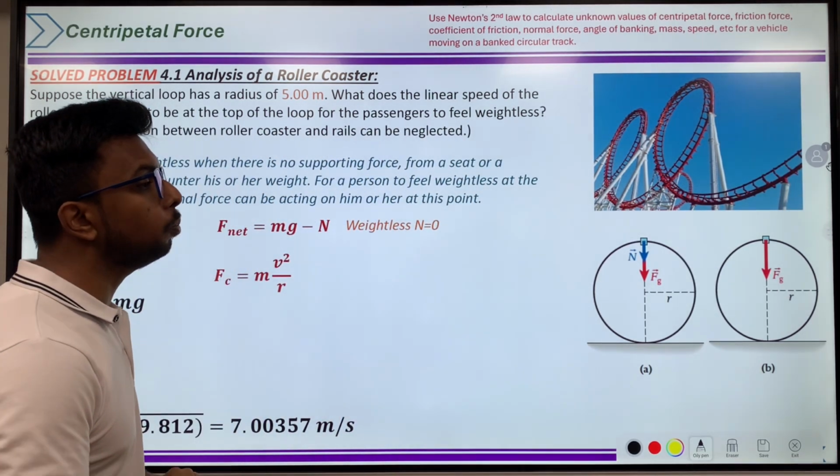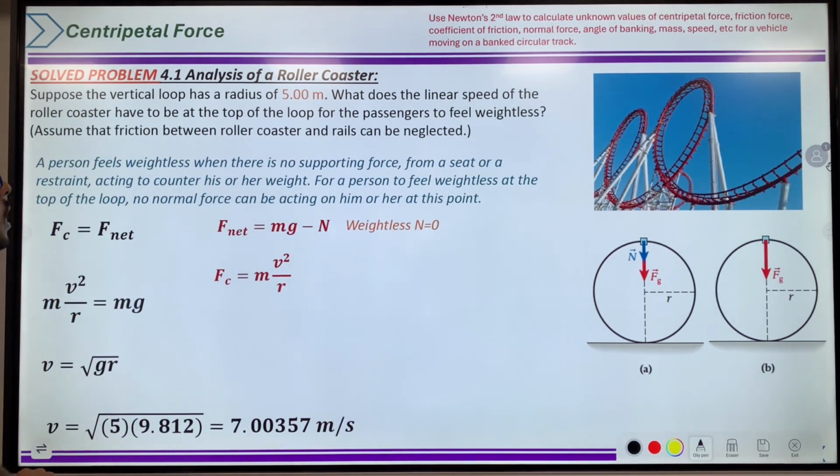Suppose a vertical loop has a radius of 5 meters. What does the linear speed of the roller coaster have to be at the top of the loop for the passenger to feel weightless?